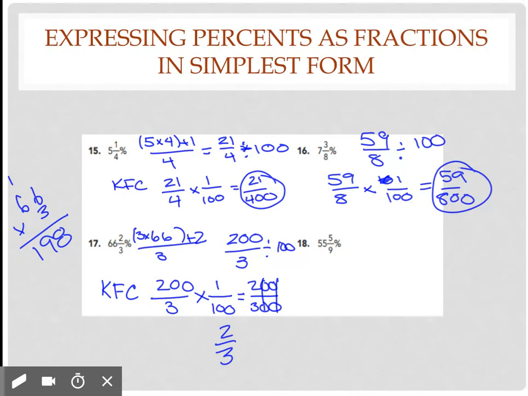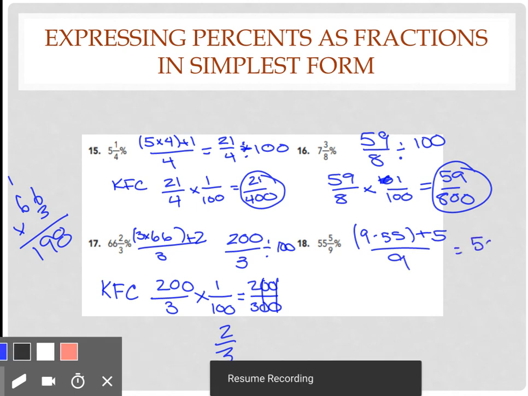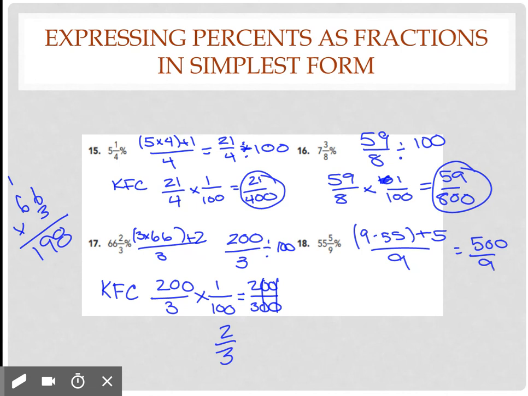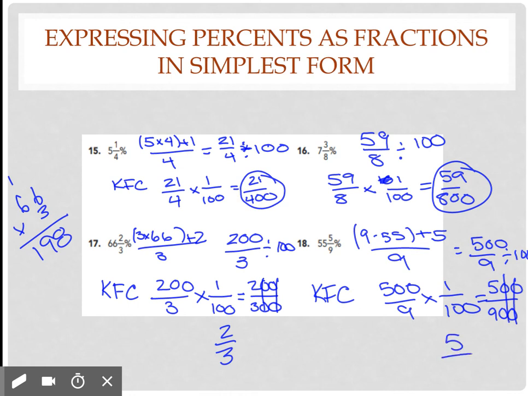And then number 18, we should have done 9 times 55 plus 5, kept it over 9. And I would get 500 over 9. And I'm going to divide by 100. Again, anytime I'm dividing fractions, I do keep, flip, change. So I get 500 over 9 times 1 over 100 would equal 500 over 900. And in this case, we can again cancel some zeros. So my final answer would be 5/9.